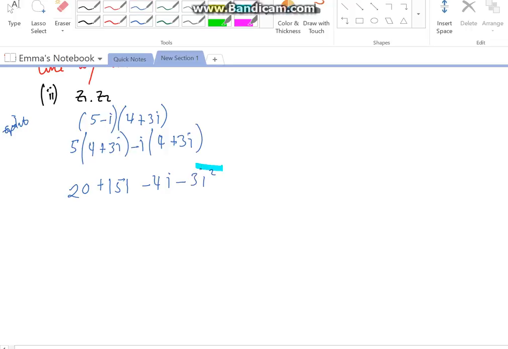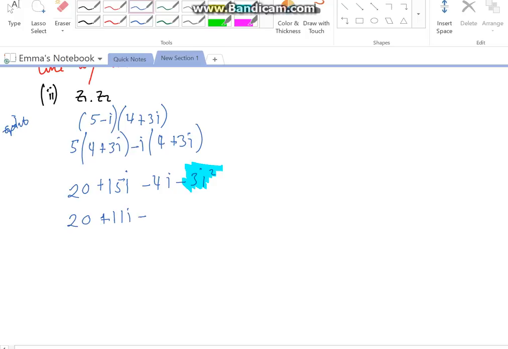Really important there that we notice there's an i squared, because i by i gives us i squared, just like x by x will give us x squared. Right, we'll tidy it up. So 20, it's grand, and i's and i's, so 15 minus 4 would be plus 11i.